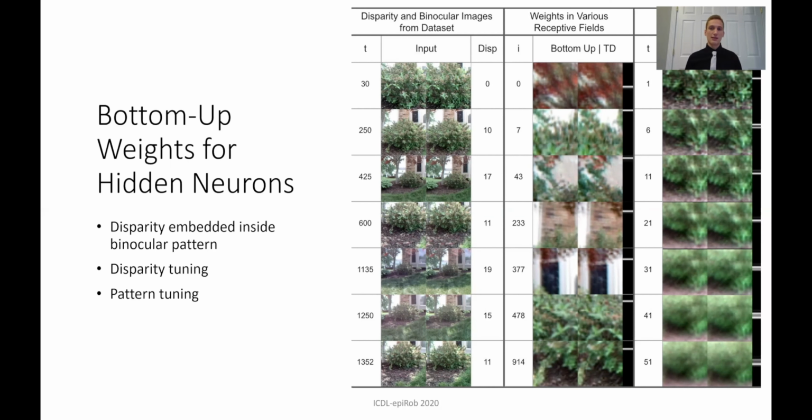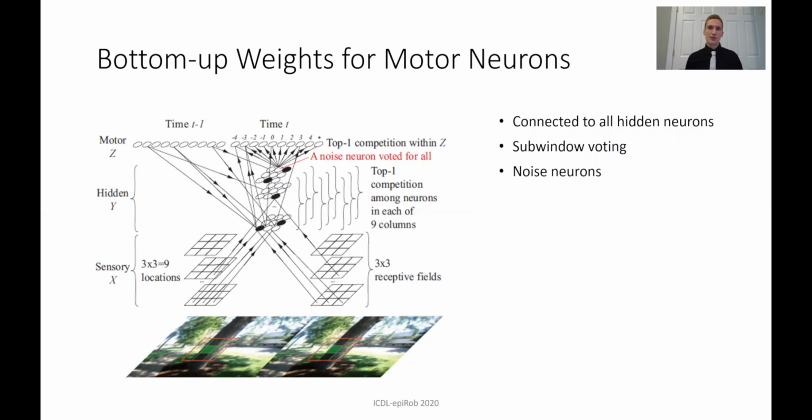The part that is strengthened is the pattern tuned by this neuron, and the shift of this pattern is the disparity tuned by this neuron. This implies a very important result, that the disparity information is embedded within the binocular pattern itself. The DN learns to extract the disparity information from the patterns it receives by firing the hidden neurons whose bottom-up weights best match the input pattern, thus matching the pattern's disparity as well.